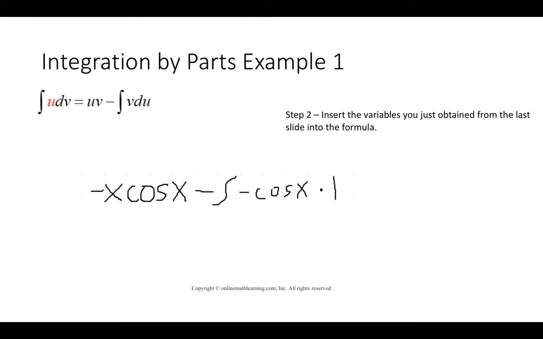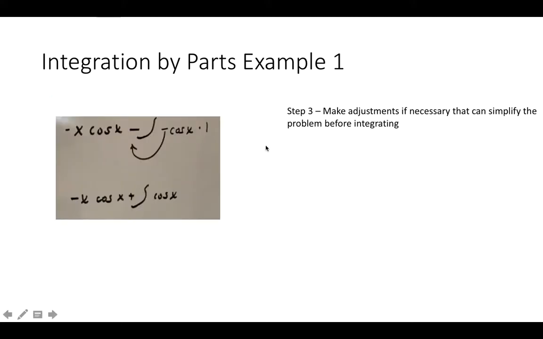Now what? We want to make a few adjustments so we can simplify the problem for integrating. So this is what we had before, right? We had negative cosine x over here. What could we do to make it simpler? We just bring the negative out front of the integral, and when you have a negative times a negative, we get a positive. So we rewrite the equation as negative x cosine x plus the integral of cosine x.